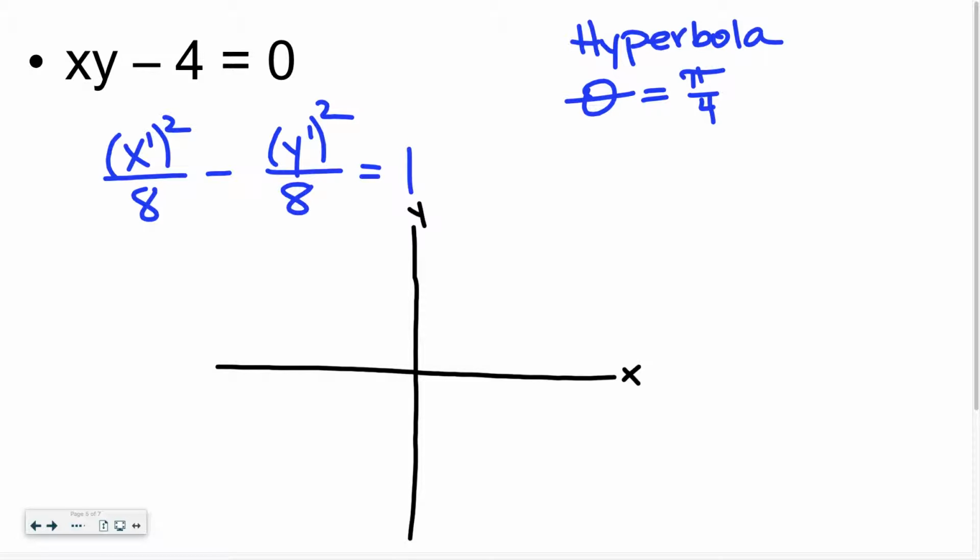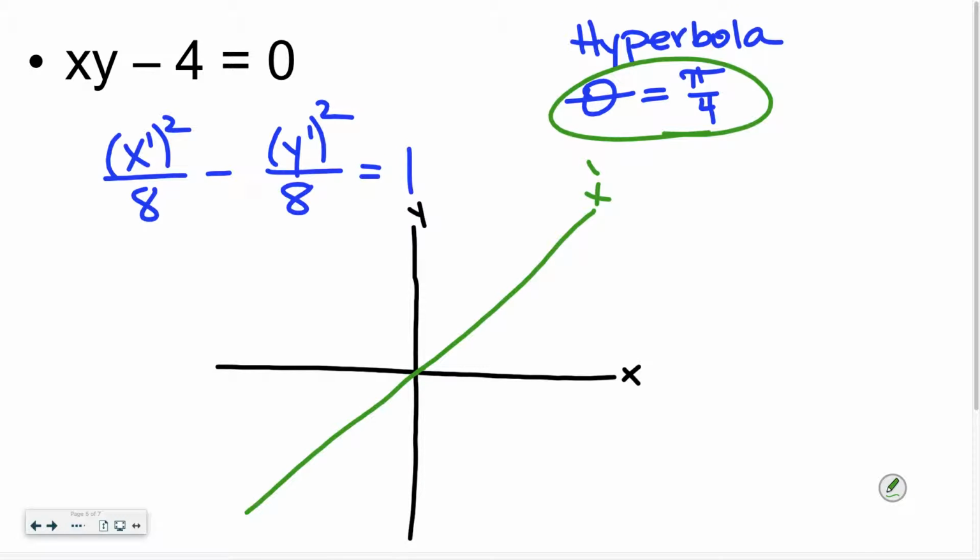Okay? So since our angle is pi over 4, I'm going to take the x-axis and I'm going to rotate it 45 degrees. And I'm going to take the y-axis and counterclockwise I'm going to rotate it 45 degrees.